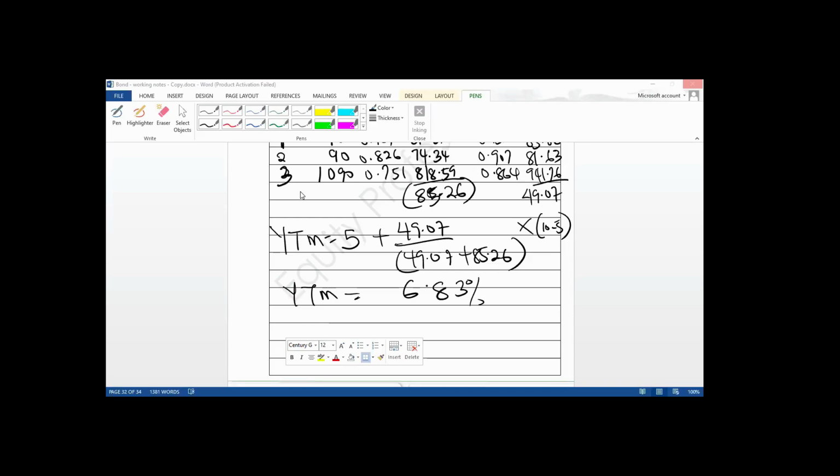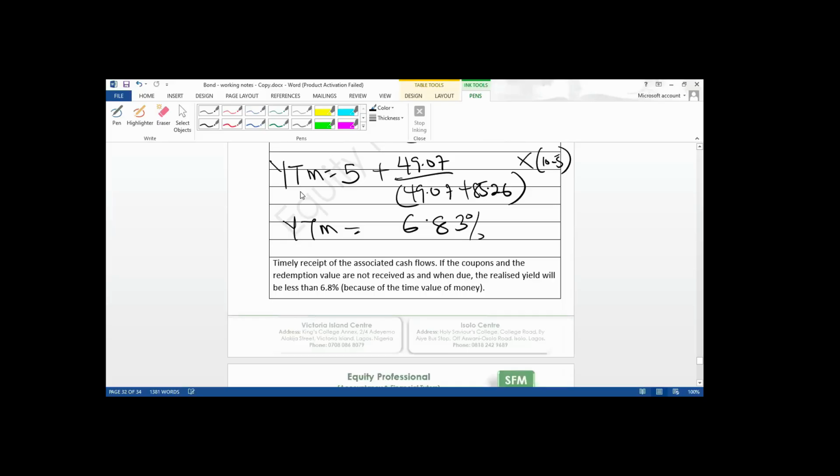Number 3 reason, if the coupon cash flows are not received promptly as at when due, the investor may not realize the calculated YTM.